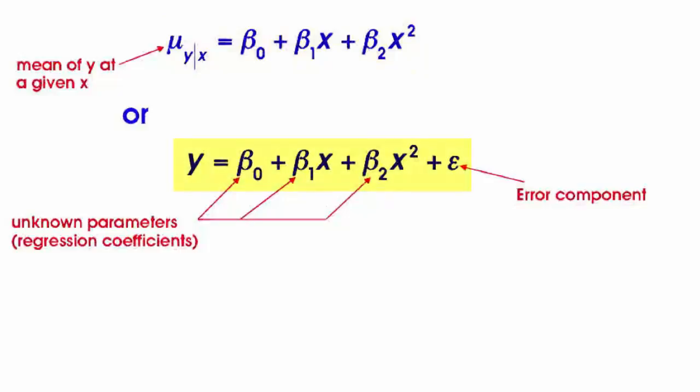Or we could write it this way, where we say y is equal to beta naught plus beta 1x plus beta 2x squared plus error. And the error, again, is this little fudge component that says the model may predict a little bit high or a little bit low. Told you that might happen, so we're going to put this epsilon term in just to make the model right.